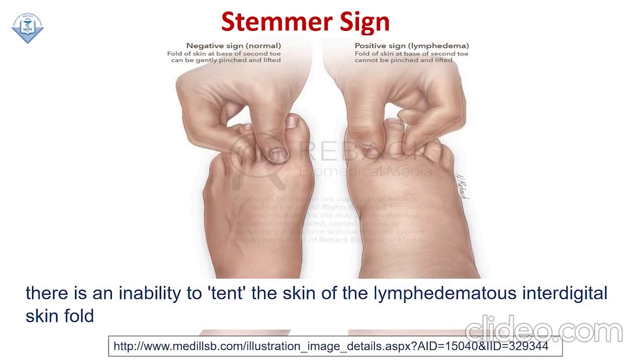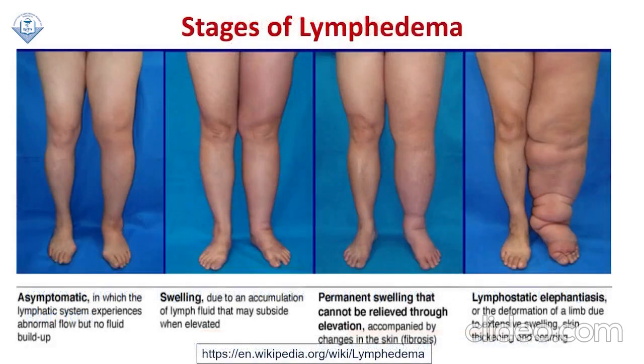You can see a fold of skin at the base of the second toe, which can be gently pinched and lifted in case of a negative Stemmer sign, and it cannot be pinched and lifted in case of non-pitting edema, lymphedema. This is an inability to tent the skin in lymphedema's skin fold. Very typical sign for lymphedema.